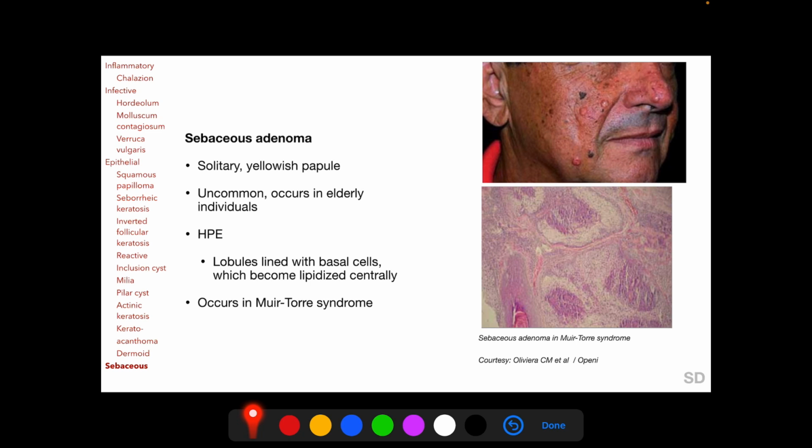As we have discussed, sebaceous adenoma and sebaceous hyperplasia occur in Muir-Torre syndrome along with keratoacanthoma and basal cell carcinoma associated with internal malignancy.